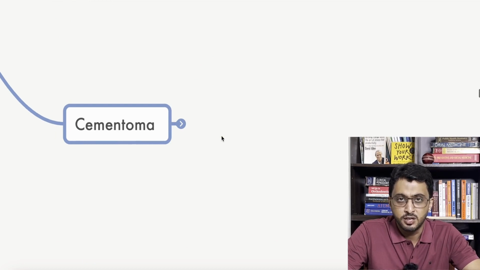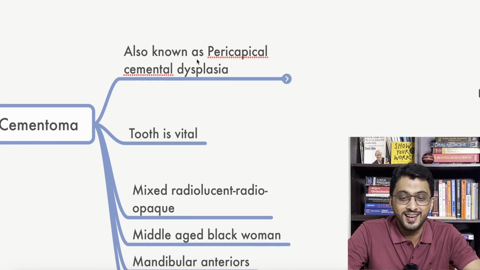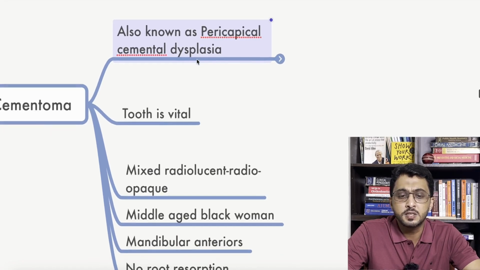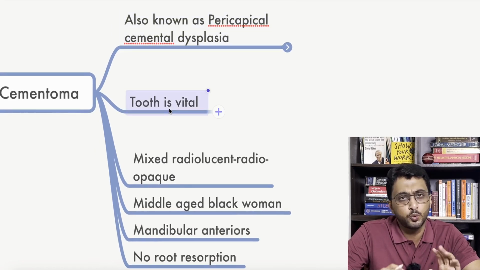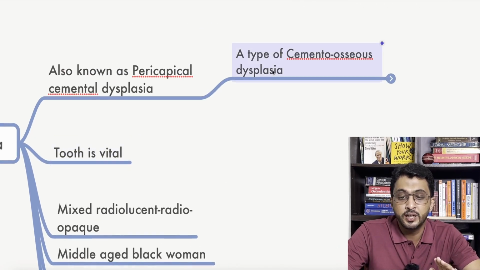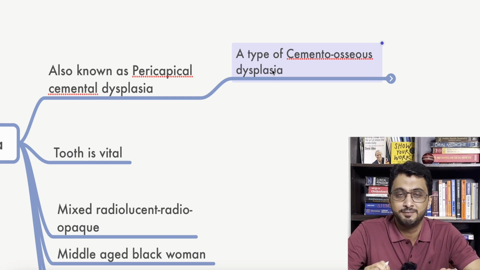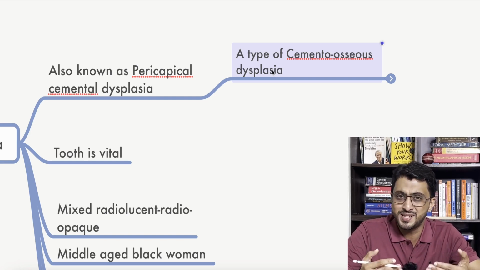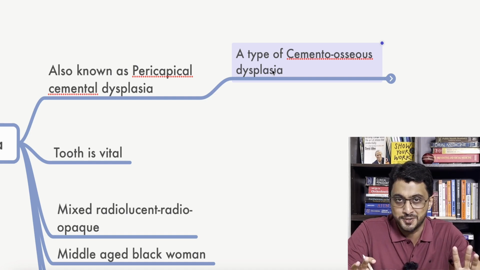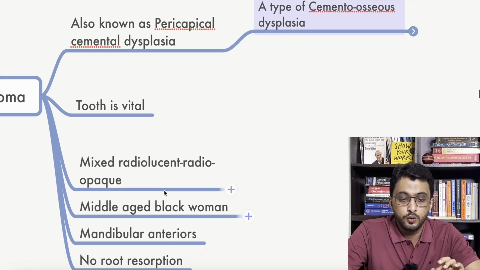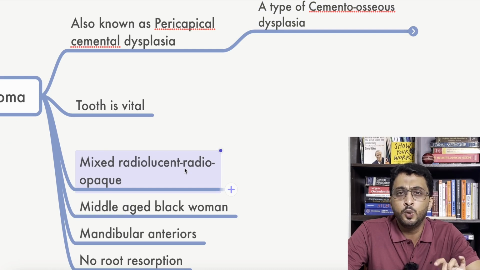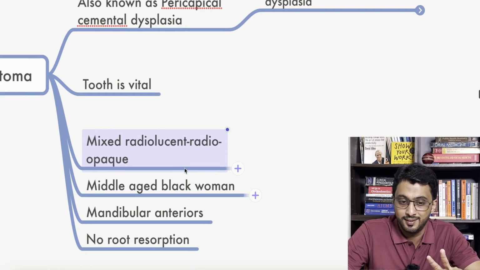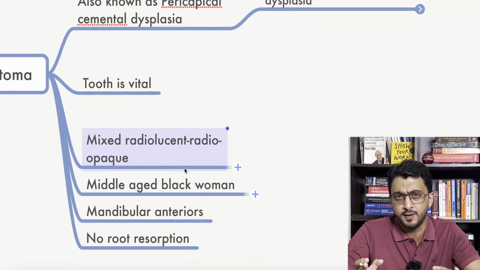Now, that is what cementoma or periapical cemental dysplasia is. The other name is periapical cemental dysplasia, where again the tooth is vital. But it's a fibro-osseous lesion, a type of cemento-osseous dysplasia. Not fibroma again. Fibroma is the last thing. Not osteomyelitis also. It's a dysplasia. Tooth is vital. You see a mixed radiolucent radiopaque lesion again, because it's a fibro-osseous dysplasia.